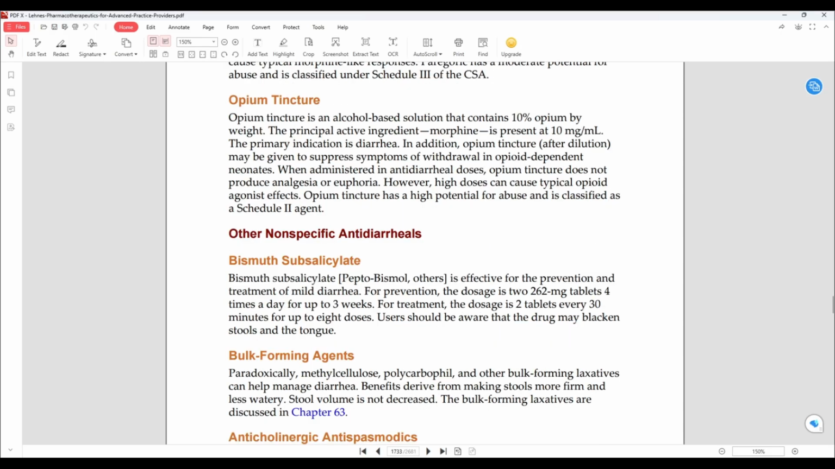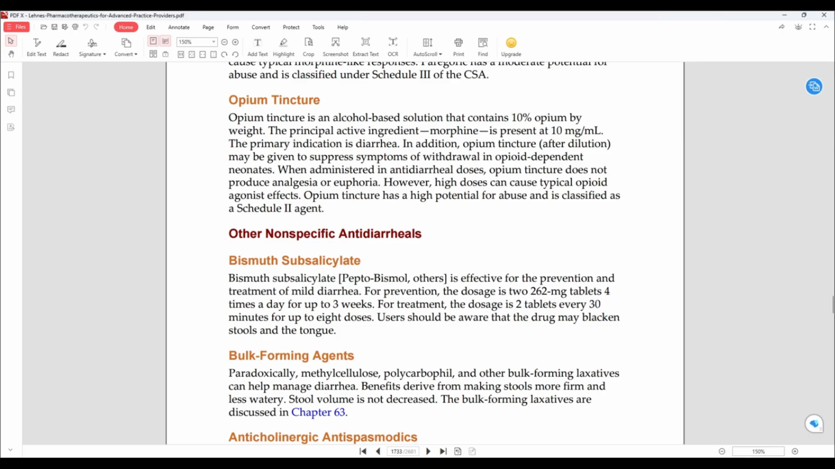And that brings us to the opium tincture. Opium tincture is an alcohol-based solution that contains 10% opium by weight. The principal active ingredient, morphine, is present at 10 mg per ml. The primary indication is diarrhea.